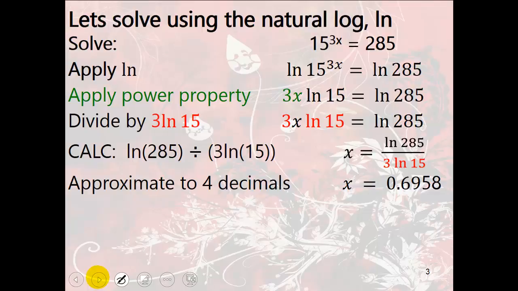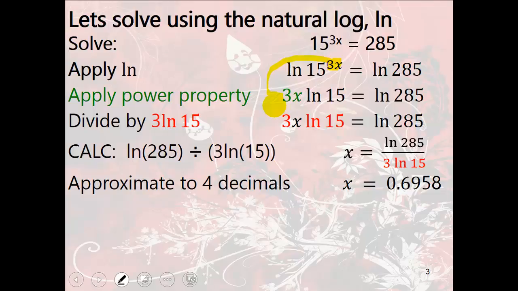So this is my method of choice. I'm going to apply the natural log to both sides. Again, when I do that, I create this exponent condition here that I can then move forward to the front. That's the power property. So now I have 3 times x times ln 15 is equal to ln of 285.